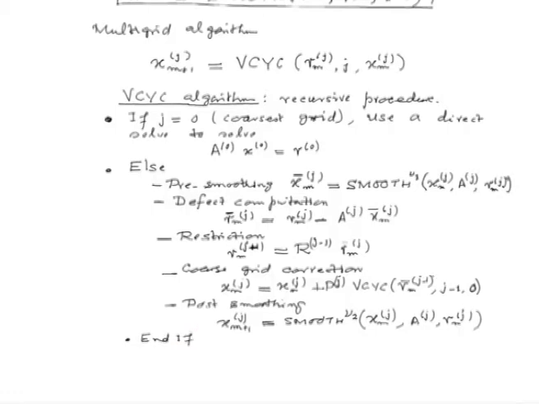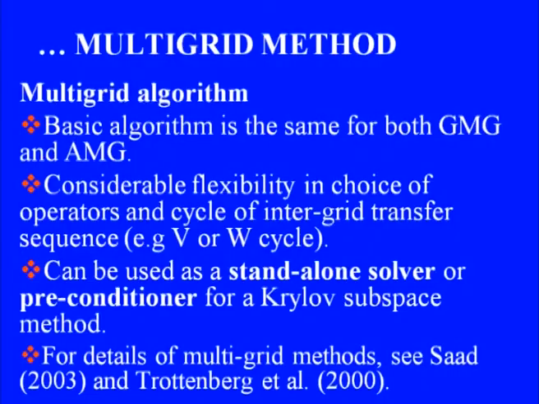So, if you look carefully, here we have got a procedure which calls itself. This V cycle algorithm calls itself in the middle. So, that is why it is a recursive process. For actual details of the algorithm and its implementation, please have a look at the 2 books which I have referred to earlier, Saad and Trottenberg.